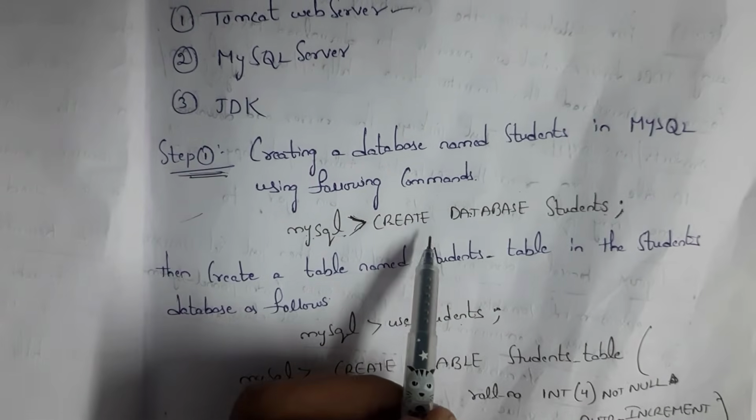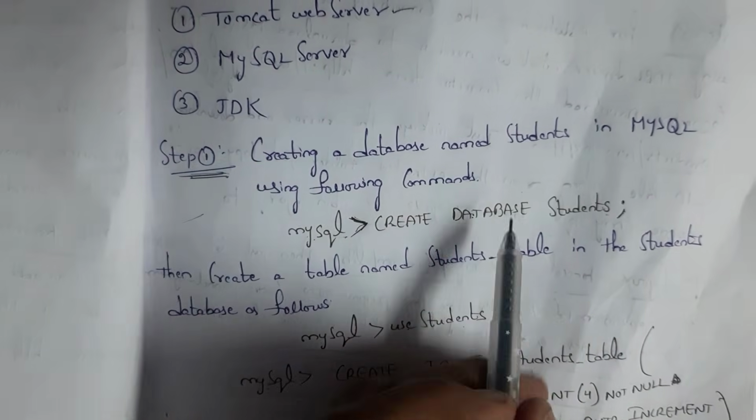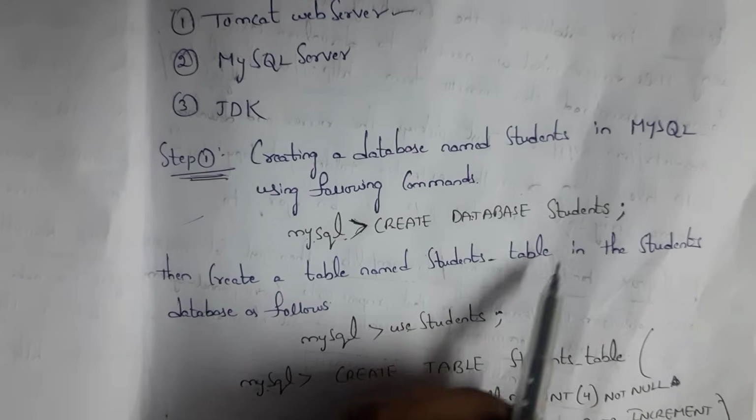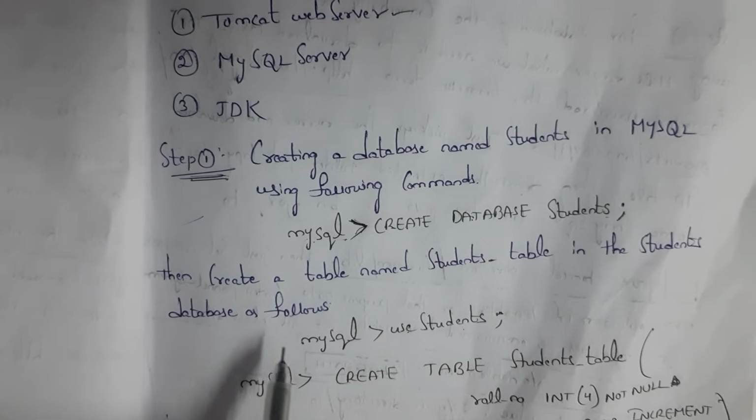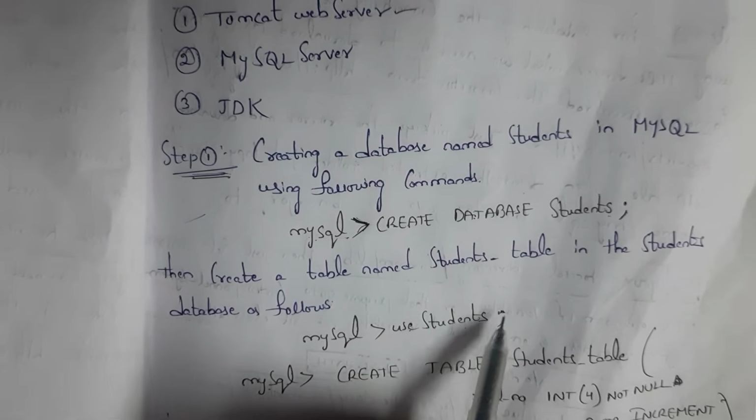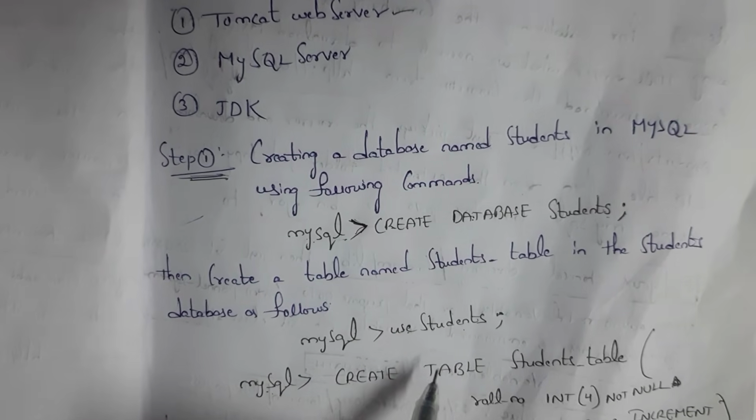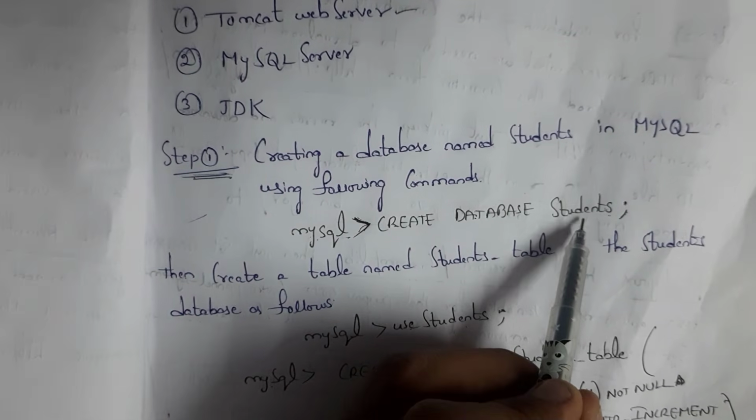The meaning of this command is I am creating a database, and that database name is students. After creating the database students, next open MySQL and type this command, use students. That means I am using this database students.